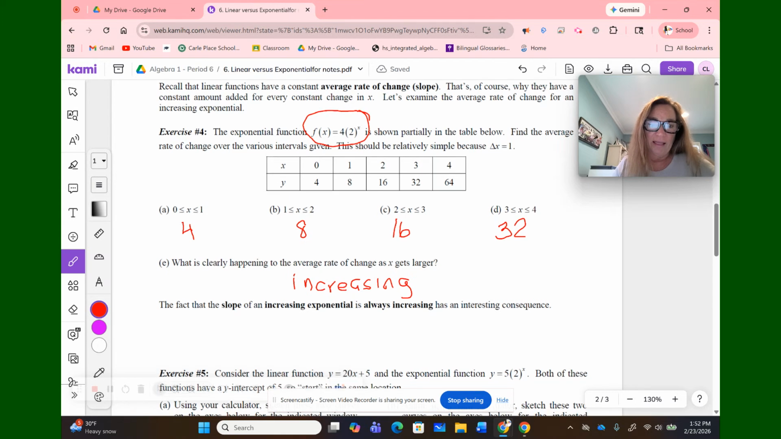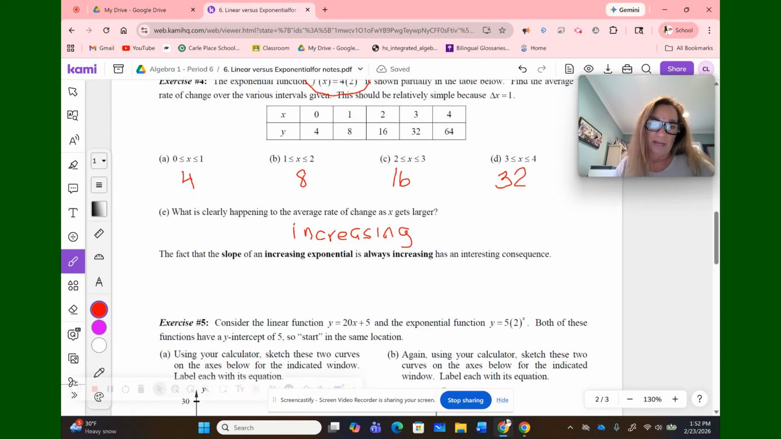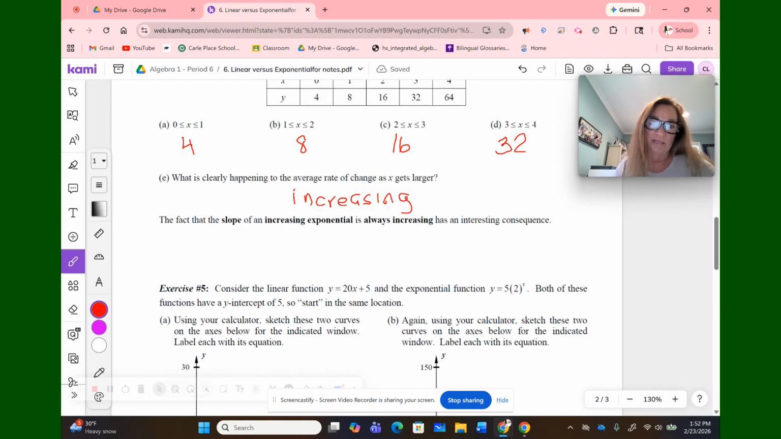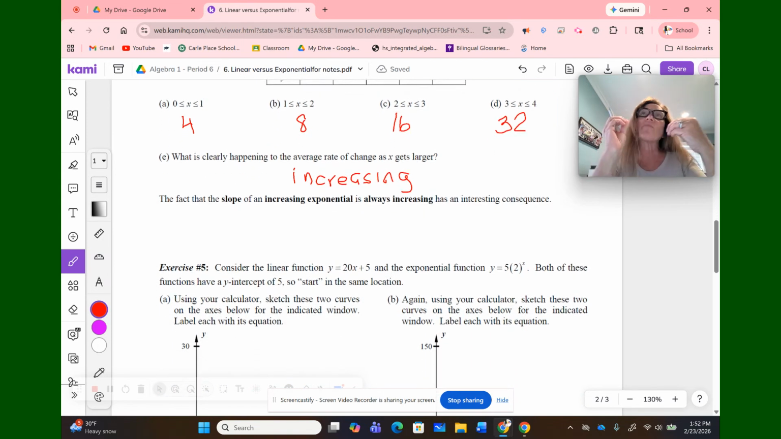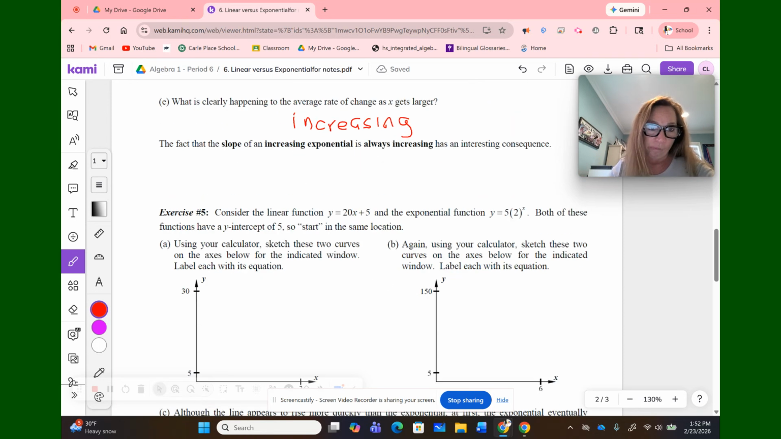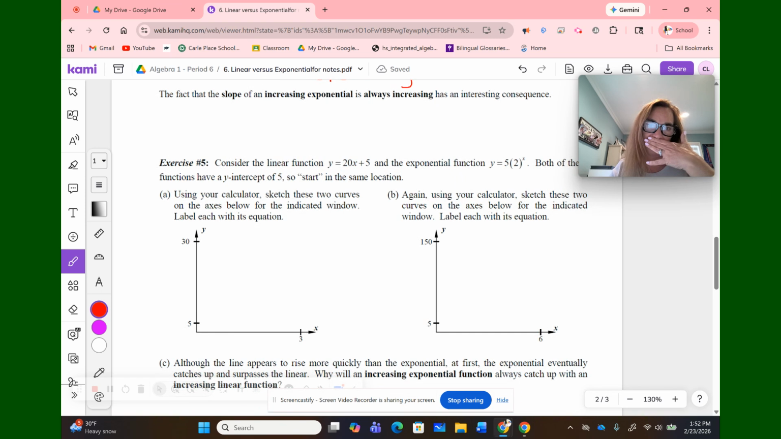All right. So the fact that the slope of an increase in exponential is always increasing is an interesting consequence, which means that, like, I've talked about this before, like if you're patient enough, exponential always wins. Because the rate of change keeps getting bigger and bigger and bigger. So like if I had a line and the original rate of change of my line is say 20, a rate of change of 4 is not a big deal. A rate of change of 8, not a big deal. 16 getting closer, but then 32, it's going to start to catch up. All right. So you just have to think about it in that way.